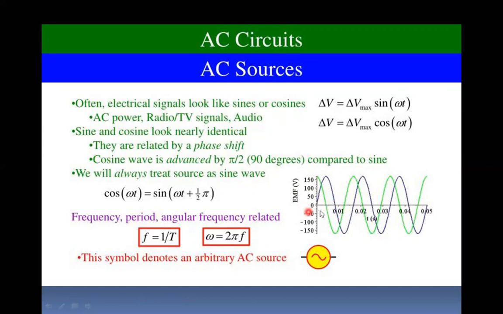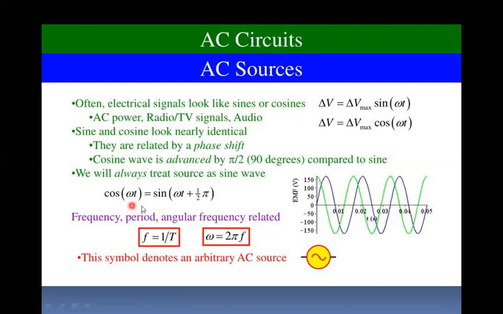These two are identical, but related by a phase shift. The cosine wave is advanced by 90 degrees. Here this is 90 degrees, this is 180, this is 270, and this is 360. In the next slide, we will see the radians and angles for that. So here you can see that the cosine wave is advanced by 90 degrees compared to the sine wave. So what is cosine?